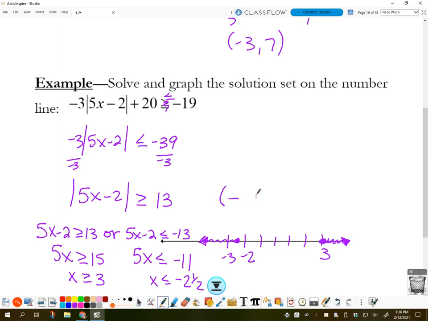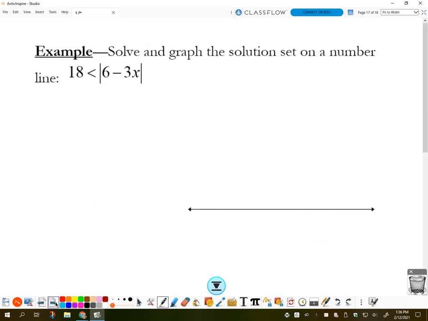And then my interval notation is -infinity up to -2.5 with the bracket, because it's a closed circle, where there is an equal to. Unite that with 3 to infinity. Alright, so that's all of that.